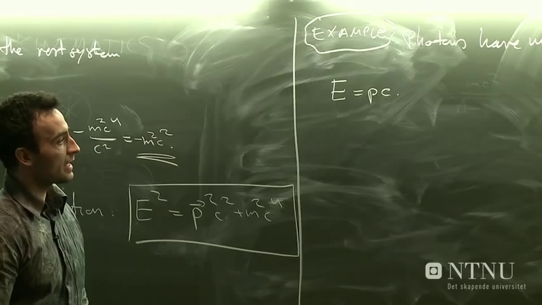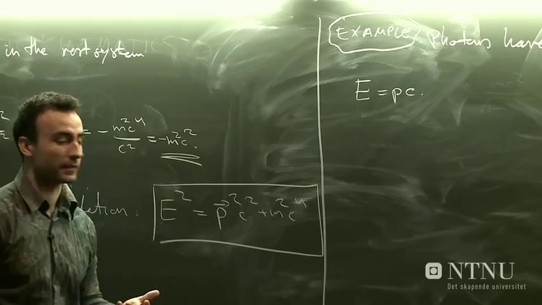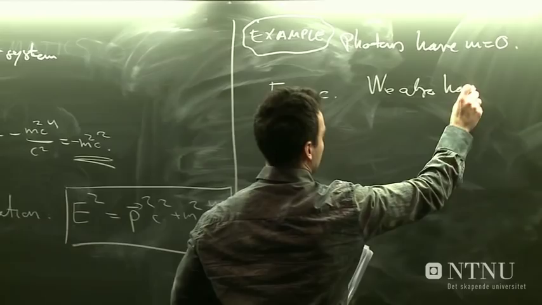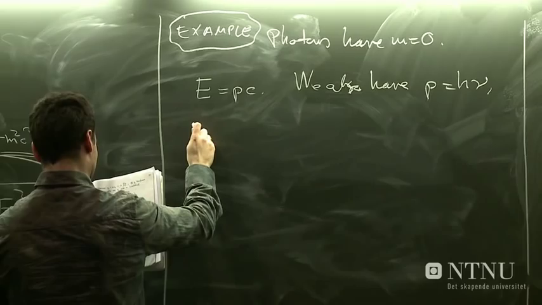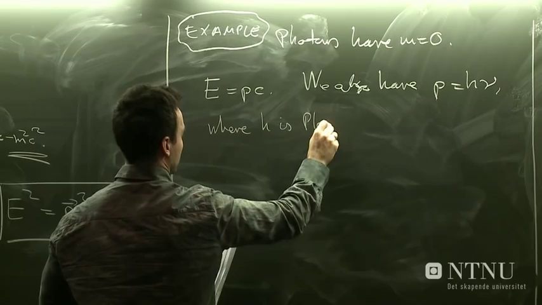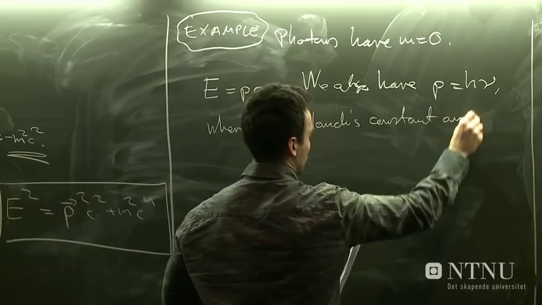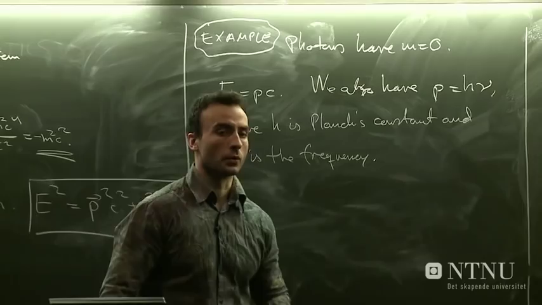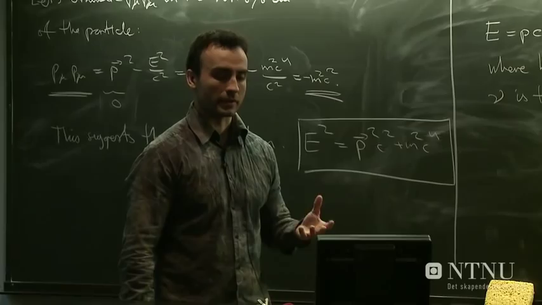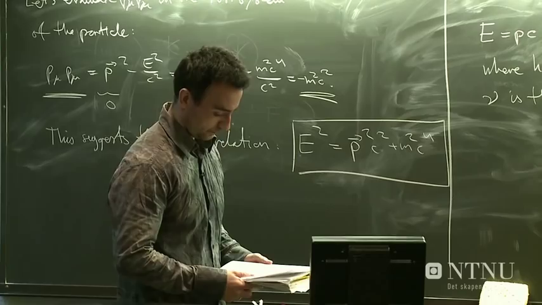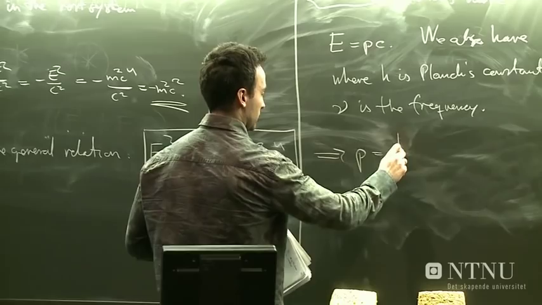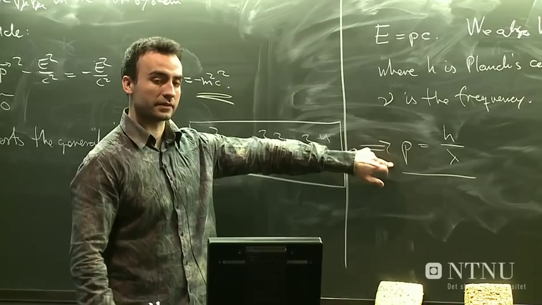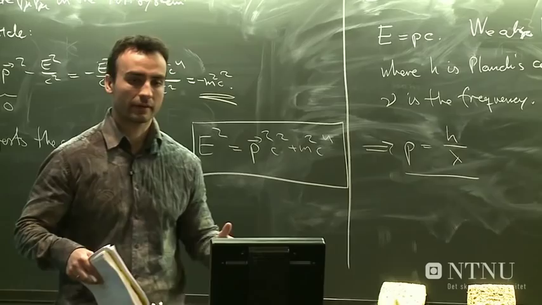But for photons, we also have a different expression for its momentum. We namely have p is equal to h nu, where h is Planck's constant and nu is the frequency of light, which consists of these photons. So in other words, we have the following relation between the momentum of the photon and its wavelength, since the frequency and the wavelength are related through the speed of light by their product.